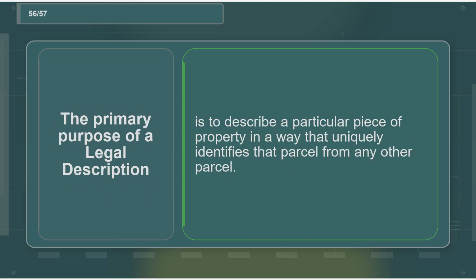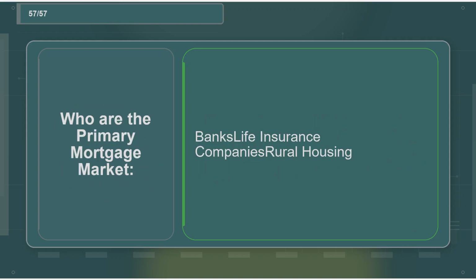Flashcard 56, term: the primary purpose of a legal description. Definition: is to describe a particular piece of property in a way that uniquely identifies that parcel from any other parcel. Flashcard 57, term: who are the primary mortgage market. Definition: banks, life insurance companies, rural housing.